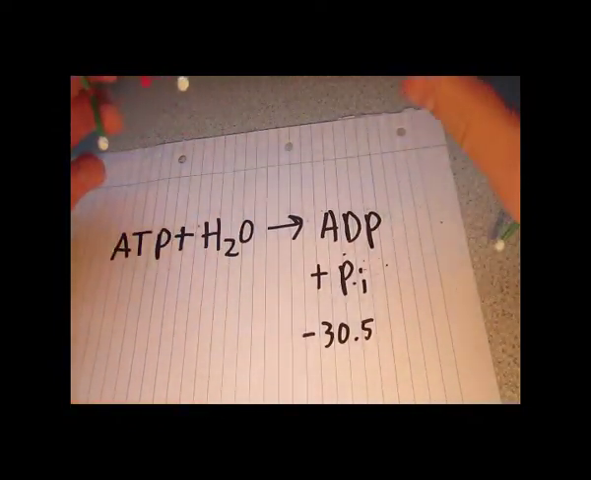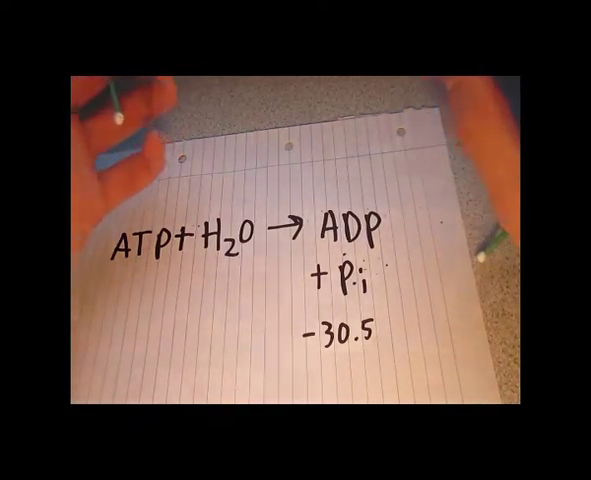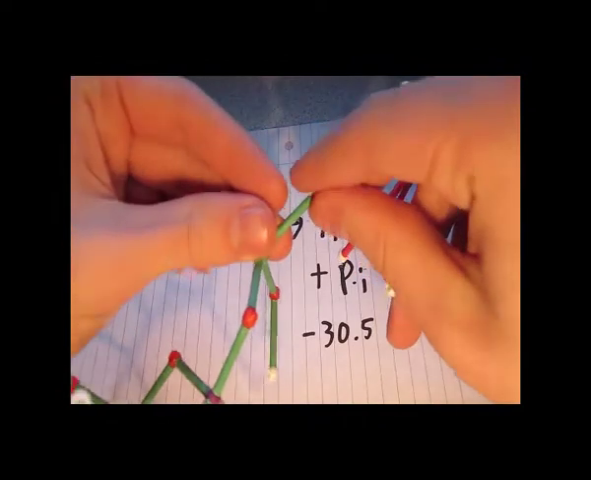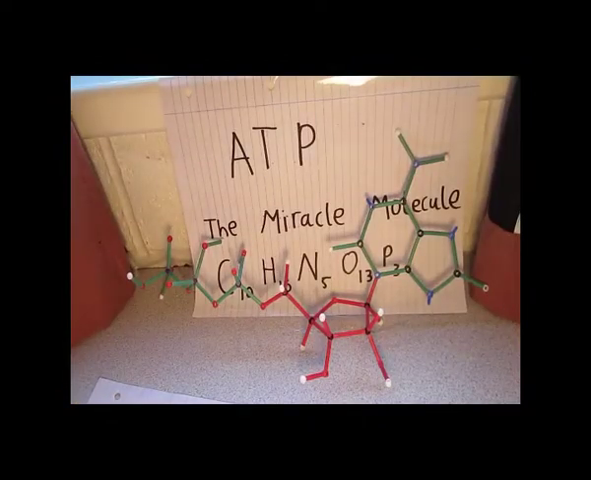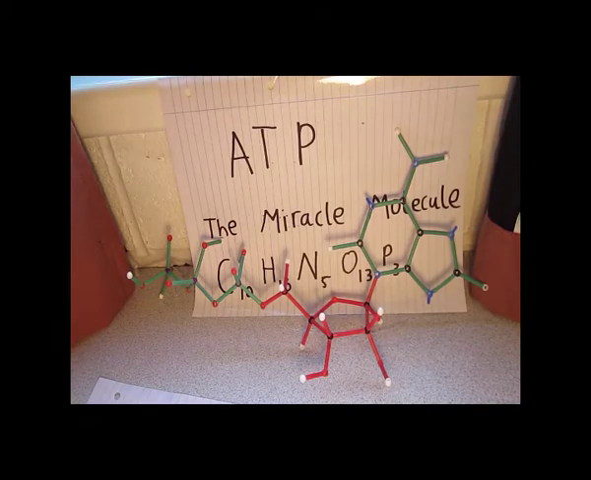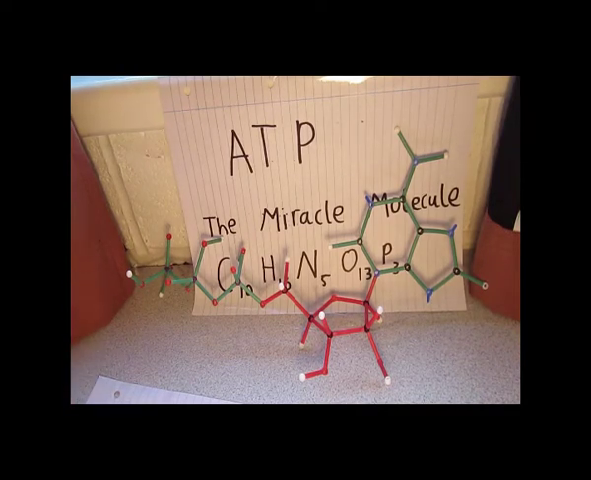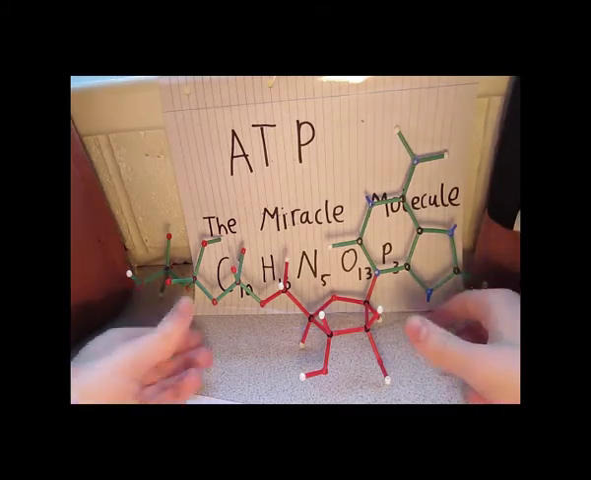If it wanted to release even more energy than that, then it could break off two phosphate groups, and that would release about 40 kilojoules. That equation is known as hydrolysis because it involves water, coming from the Greek word hydro, water, and lysis, coming from the Greek word which is break, meaning break the bonds sort of from the water.